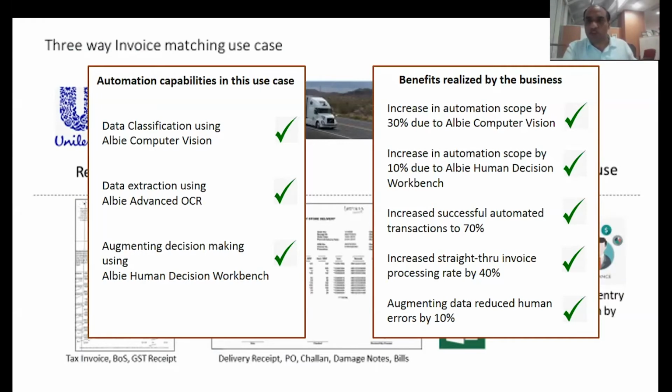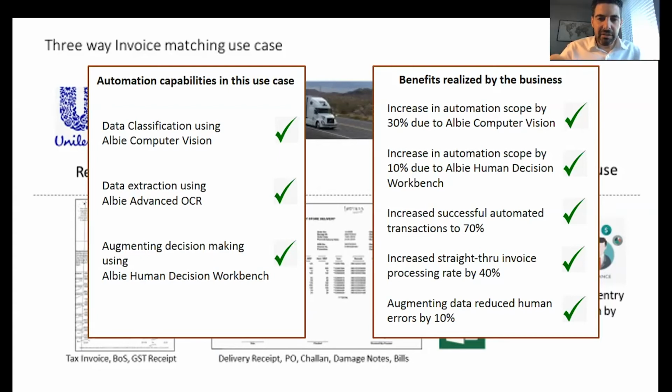But most importantly, we increased the straight-through invoice processing rate by almost 40%. And that is a direct impact to the business. That's a direct cost savings because now the humans don't have to go through those invoices. And the side benefit, if I may call it that, was that because the humans had the benchmark of machine-made decisions, the error rate of the decisions also went down. The decision making became better and more predictable.